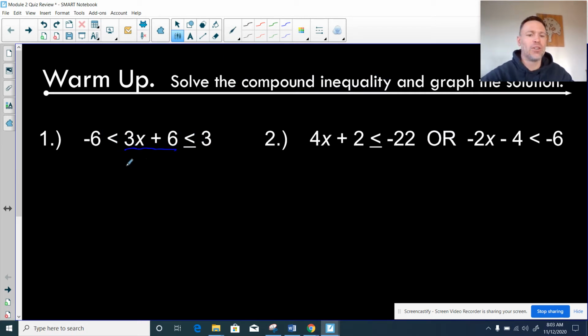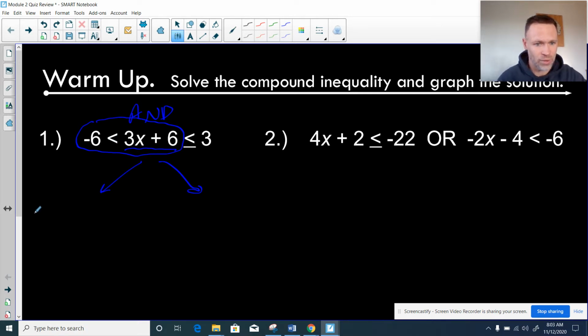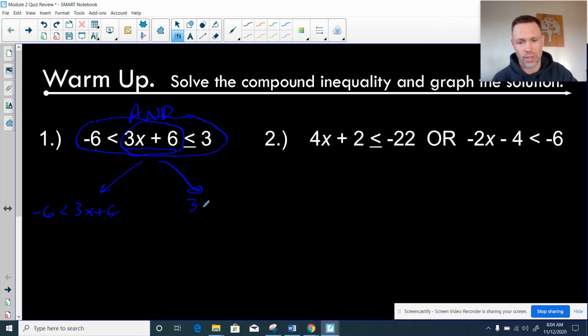So what we've got to do when we solve an and compound inequality is first split it into two separate inequalities, right? I could split it into the first comparison that we see, so that 3x plus 6 is greater than negative 6. I'll write that one first. And then the other one is what we're comparing that 3x plus 6 to on the other side. 3x plus 6 has got to be less than or equal to 3. So 3x plus 6 less than or equal to 3.